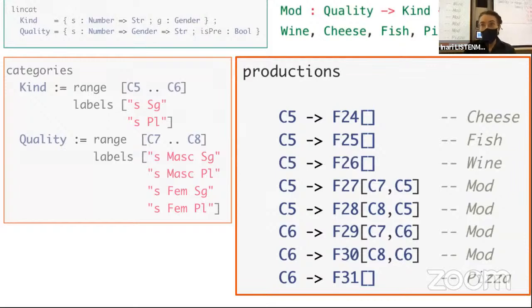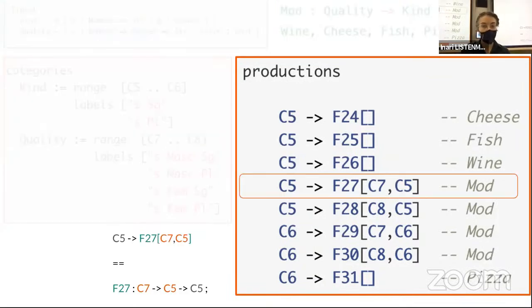So what do we do with these categories? The next layer is the production. If you're familiar with any other kinds of grammar formalisms, like just context-free grammars, this is pretty much the same idea, that we can form a category C5 by applying F27 to C7 and C5.